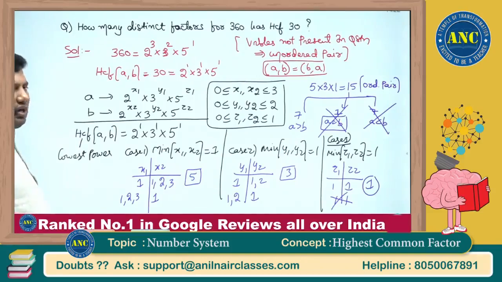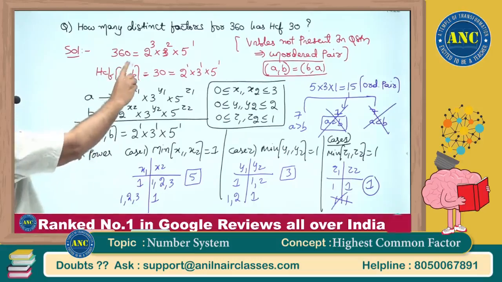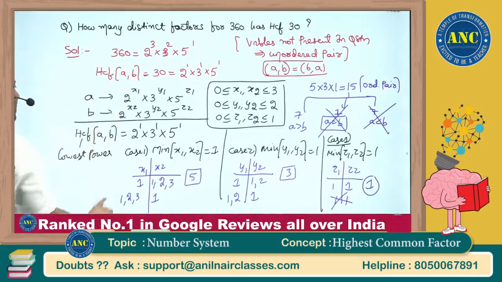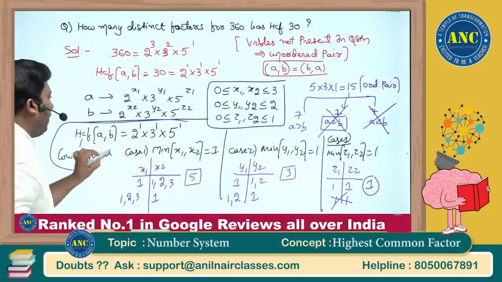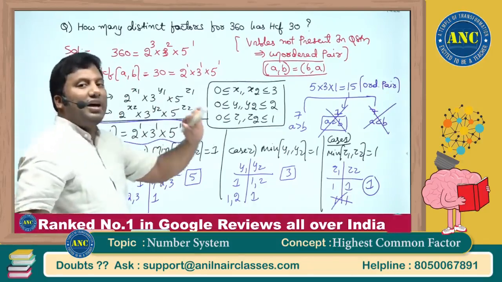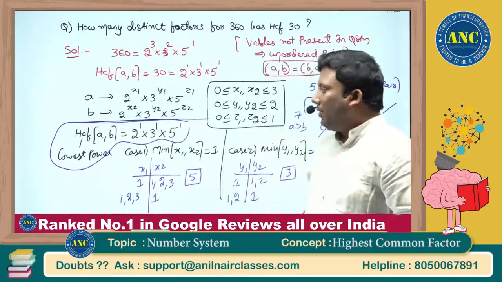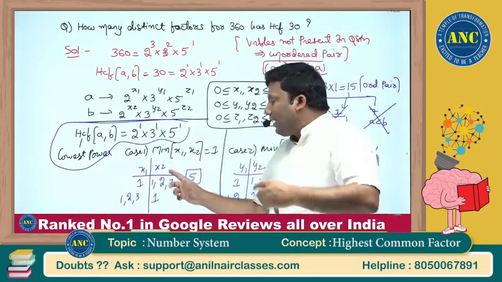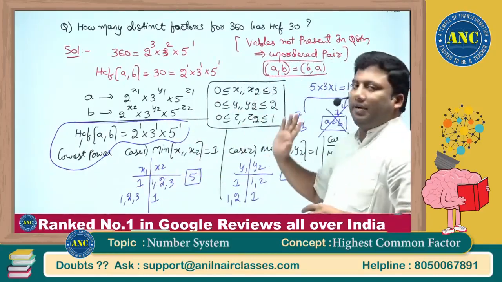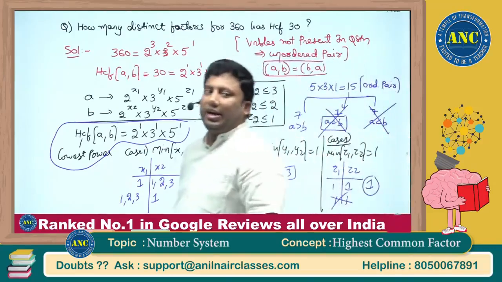Very easy question. Most of the students think that it is a difficult question. But if you understand the question, HCF, it is 30. 30, it is 2 into 3 into 5. Very beautifully I used the definition of HCF. HCF always takes the lowest power. So if x1 takes 1, x2 can take greater than or equivalent to 1, 2 till 3. If y1 takes 1, 2, y2 can take 1 comma 2.